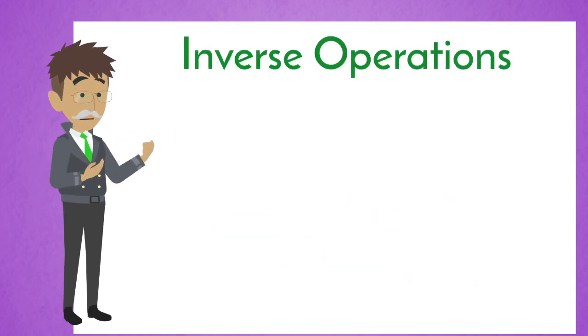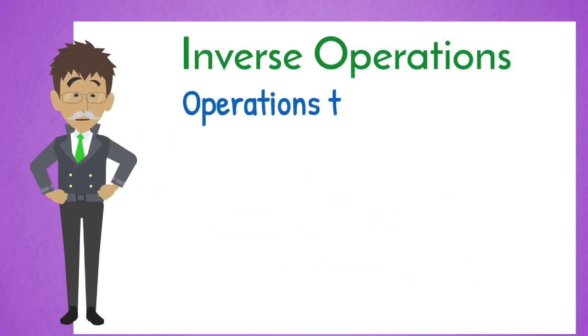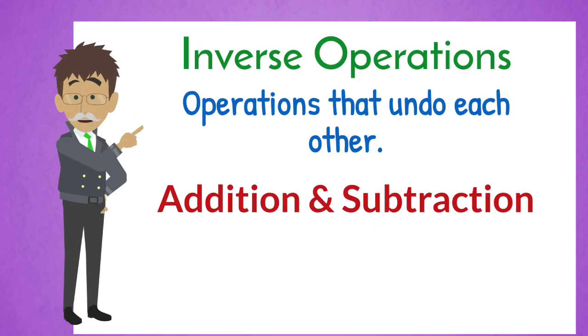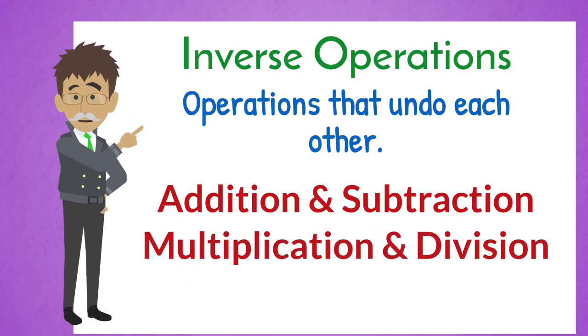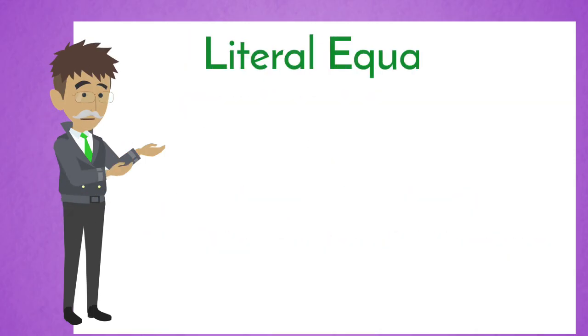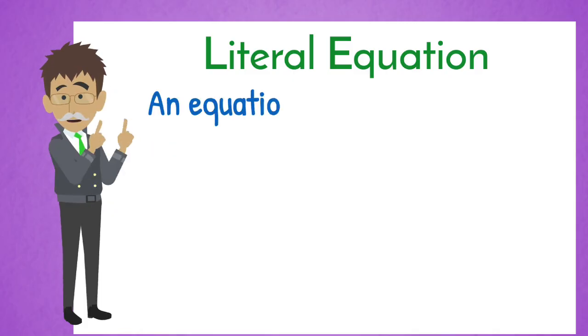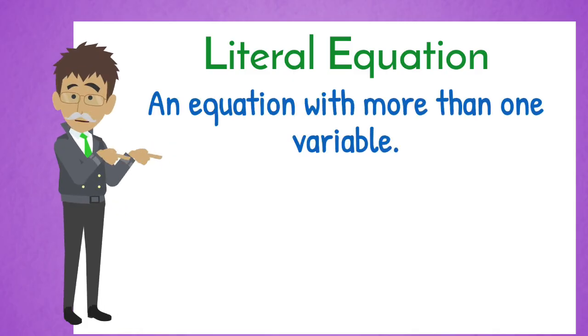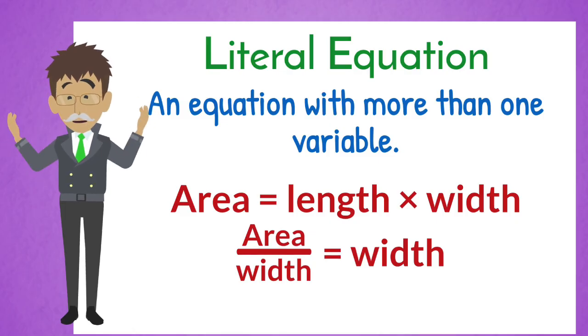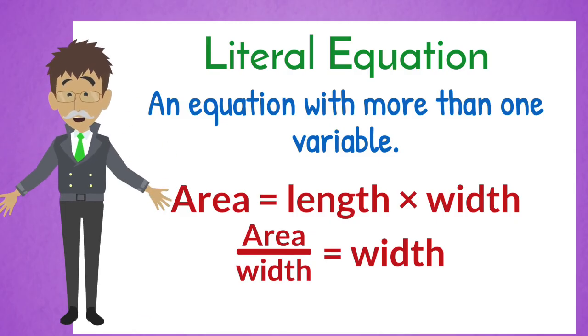Inverse operations: operations that undo each other. Addition and subtraction are inverse operations, as are multiplication and division. Inverse operations are used to isolate the variable when solving equations. Literal equation: an equation with more than one variable. Often we rewrite literal equations to solve for a specific variable, like we do with formulas.